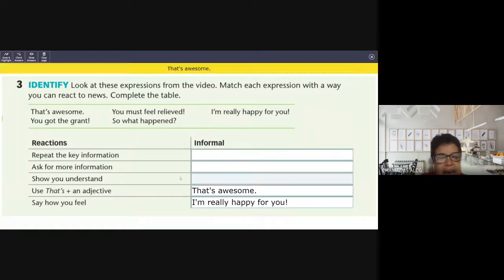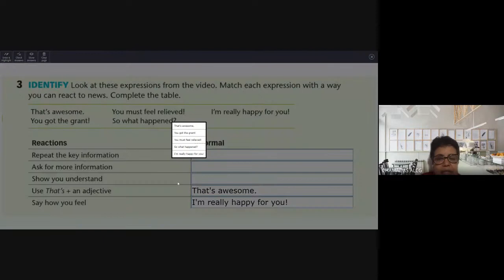So you see, guys, these expressions, they usually follow the first word we say, which is usually really. We say, oh, really? That's awesome. Okay. Now, show you understand.